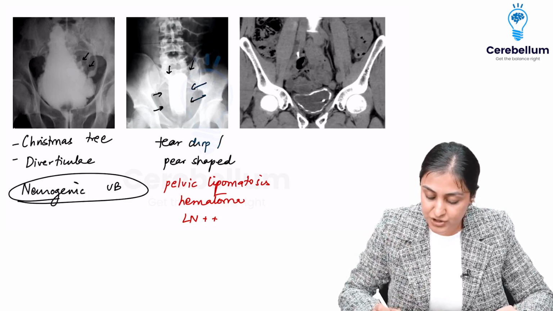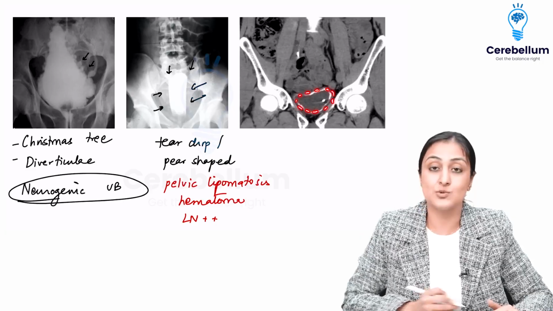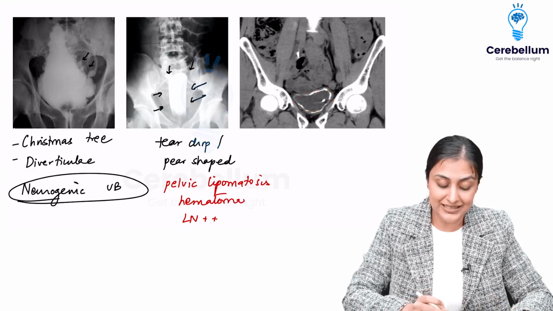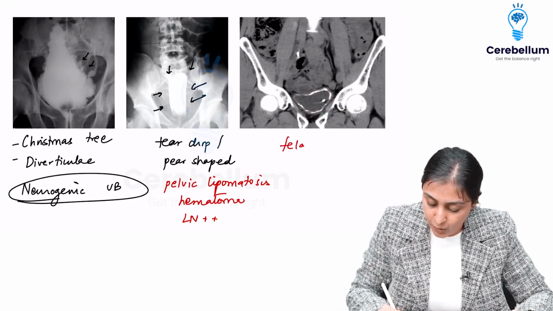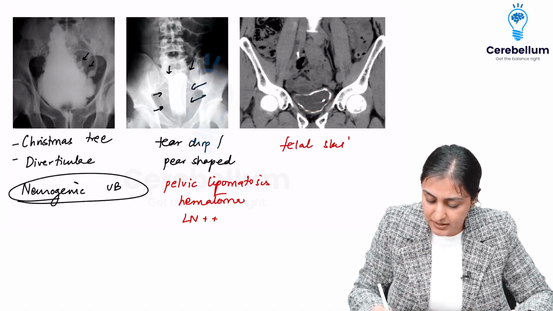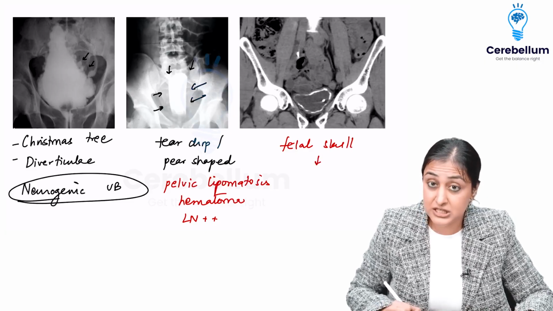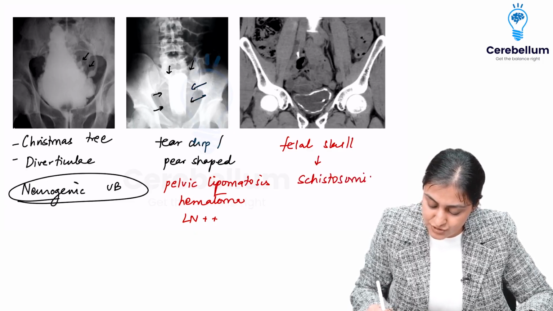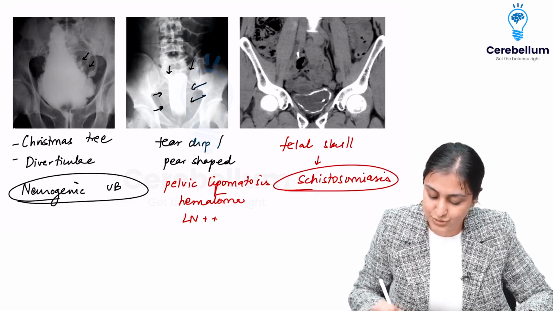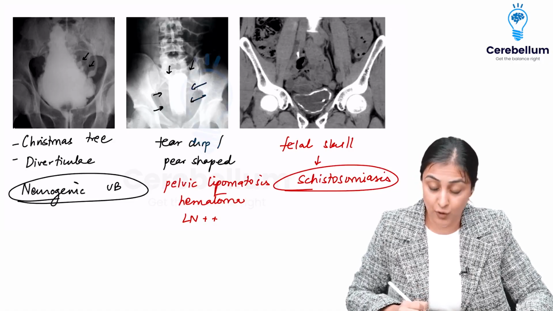Look at this image here. You can see this white calcification surrounding the bladder or in the bladder wall. This has been called the fetal skull appearance. This fetal skull appearance is what we see in schistosomiasis. So schistosomiasis can lead to calcification of the bladder wall.